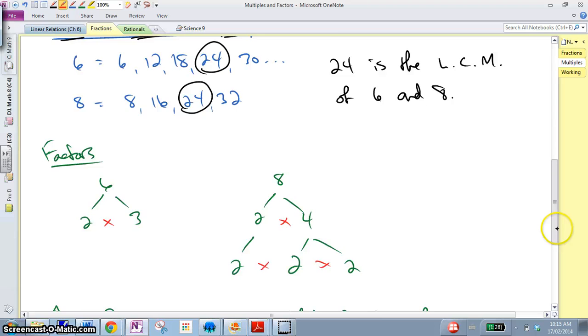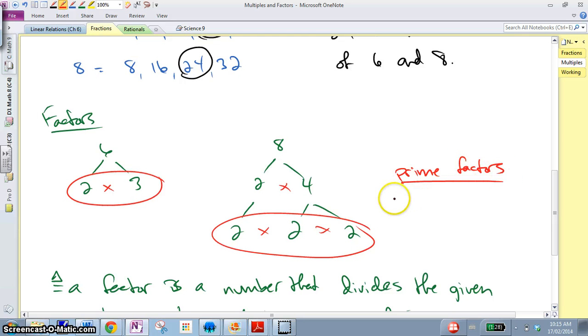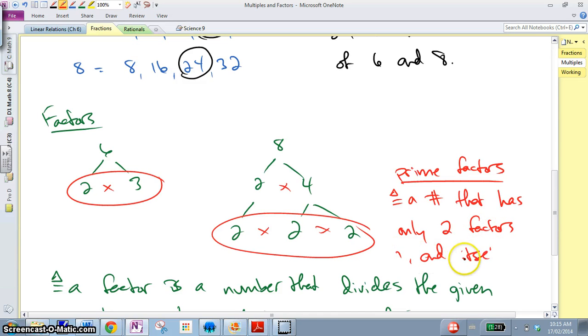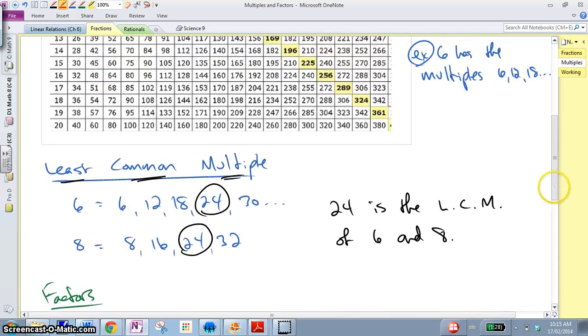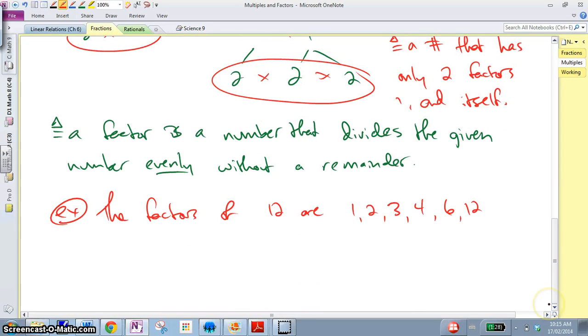Alright. One other comment I wanted to make here, when we do this, these numbers, when we're going as small as we can, there's a math word for that. We're going to throw another definition in here. These are prime factors. And prime factors, the definition is a number that has only 2 factors, 1 and itself. Alright, we've got multiples, we've got the least common multiple, which is kind of an extension of that, we've got factors, we've got some prime factors.